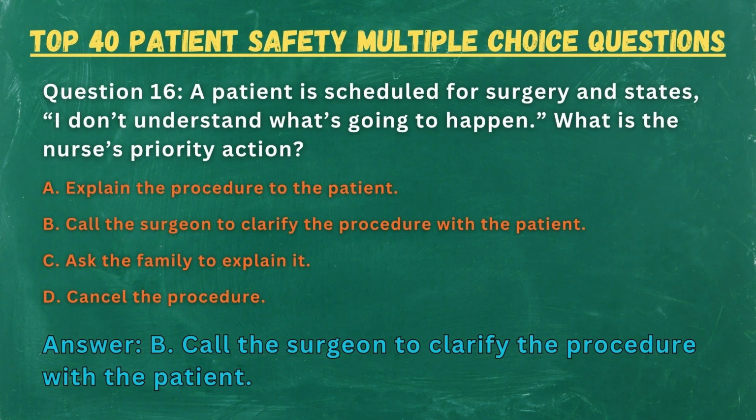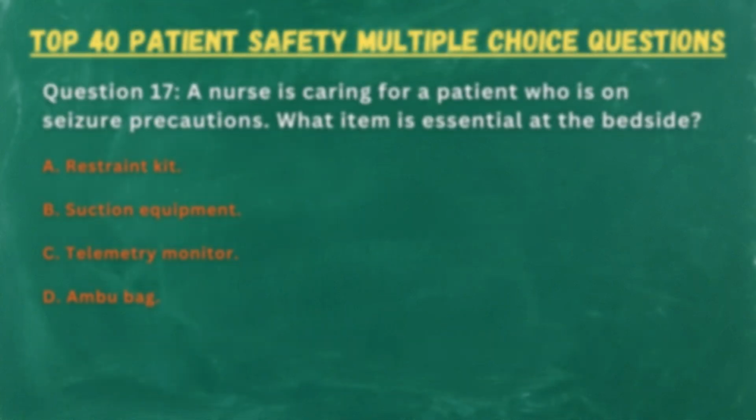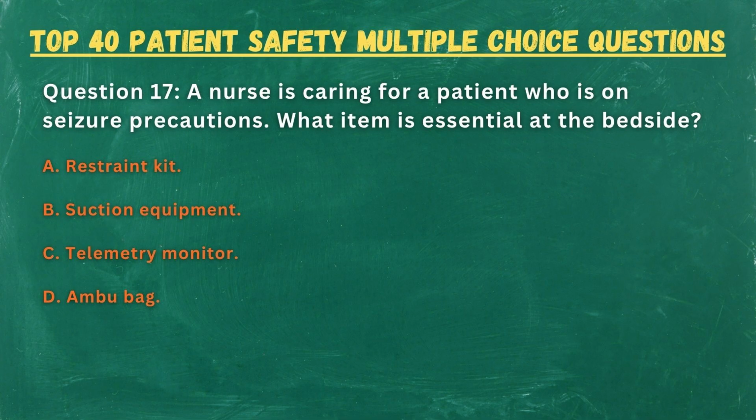Answer: B. Call the surgeon to clarify the procedure with the patient. Question 17. A nurse is caring for a patient who is on seizure precautions. What item is essential at the bedside? A. Restraint kit. B. Suction equipment. C. Telemetry monitor. D. Ambu bag.